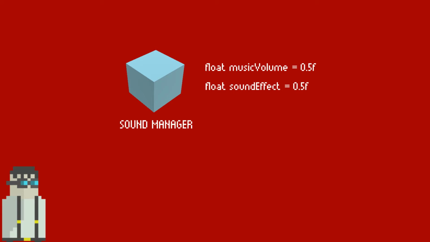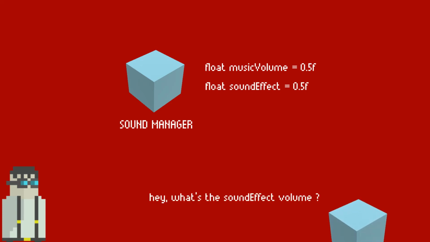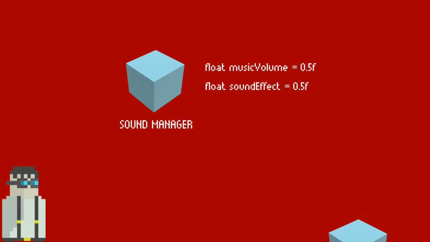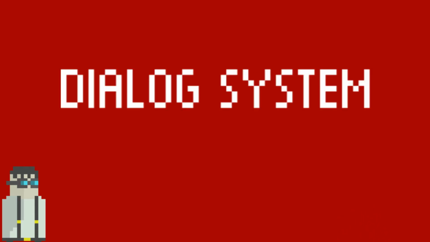After that, all the game objects that have sound are going to ask the Sound Manager for the value. Then they will take those new values, then play the sound effect or music based on the value given by the Sound Manager. Next up is the dialogue system.